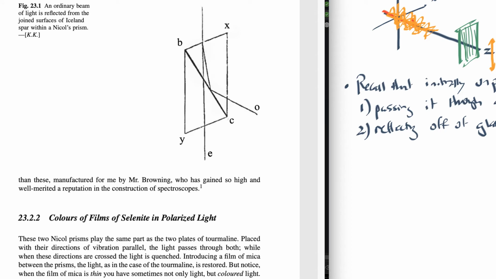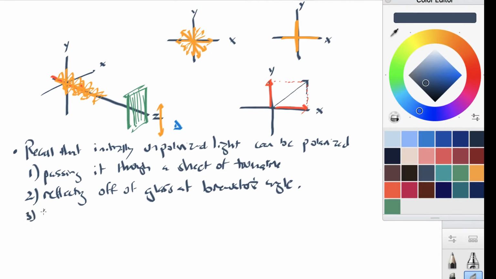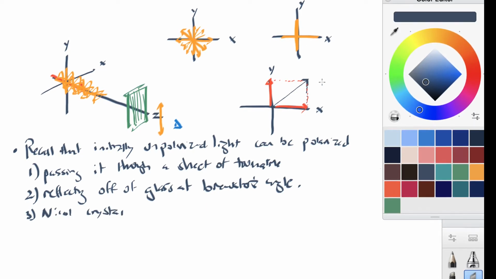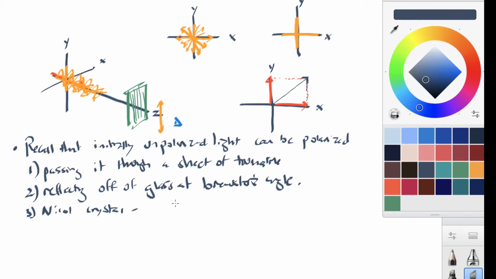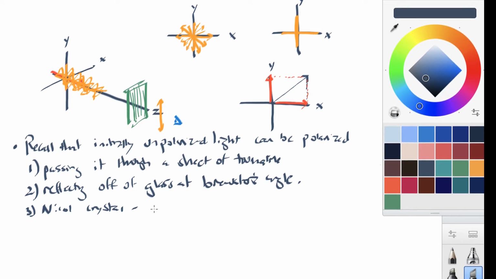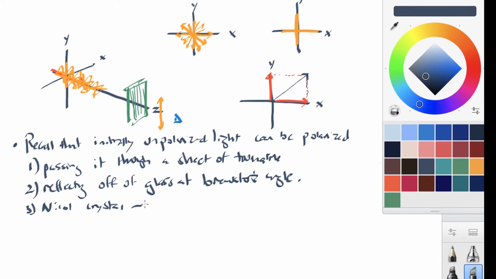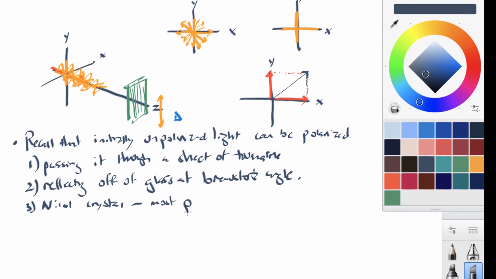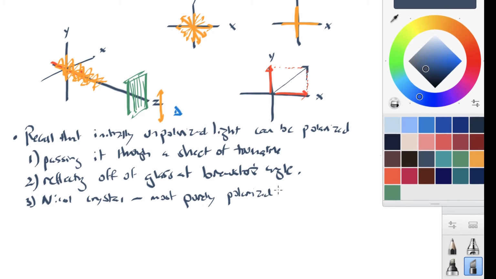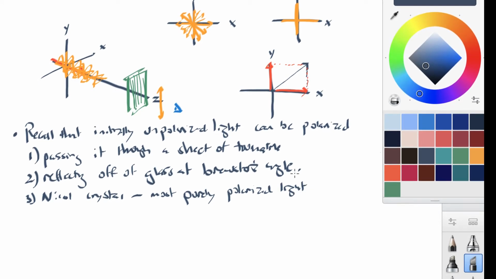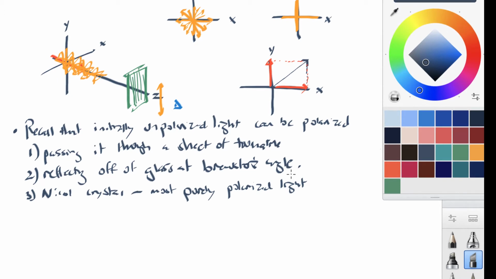So let's spend a few minutes trying to understand what he's talking about. So I'm just going to write down here the third method using what's called a Nicol crystal. What is this Nicol crystal? Well, by the way, he says it is able to achieve a very purely polarized light. So you're able to achieve the most purely polarized light using this technique. Even better than using tourmaline.